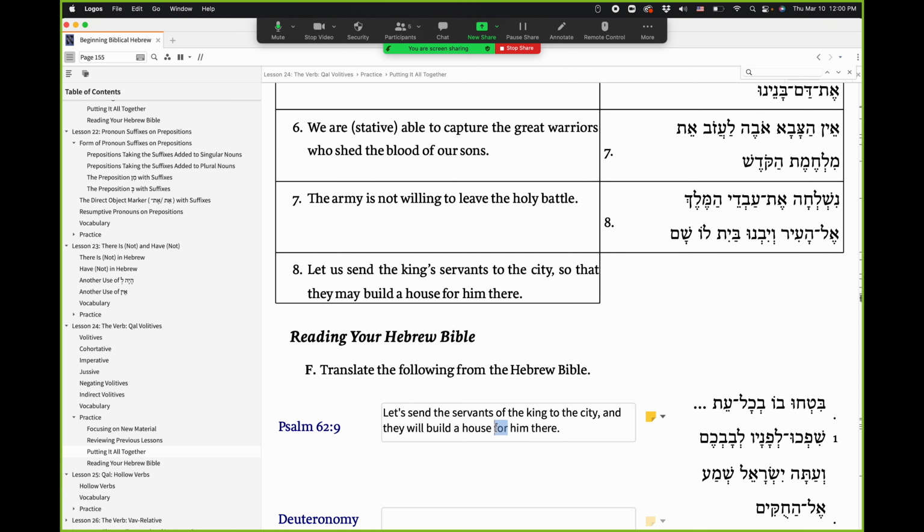What if instead of for him, a prepositional indirect object, I used a non-prepositional indirect object? If I do that in English, a non-prepositional indirect object has to go after the verb but before the direct object. So it has to go here. But if you read this, it makes perfect sense. Let's send the servants of the king to the city, and they will build him a house there.